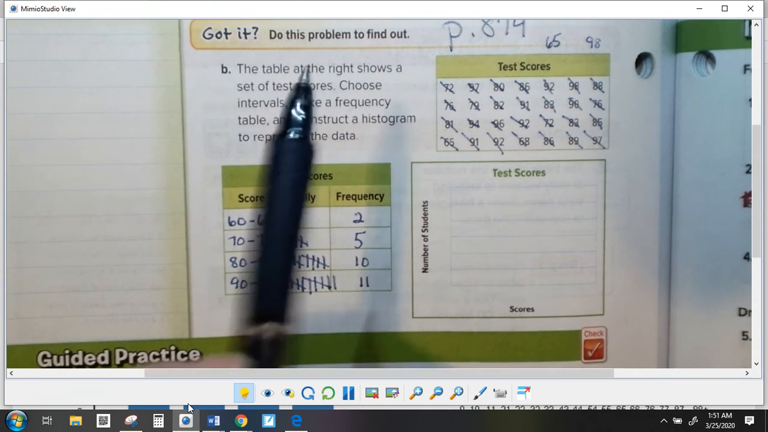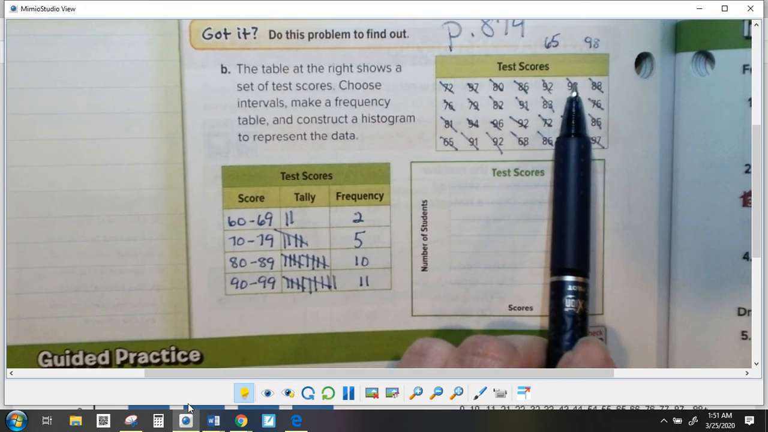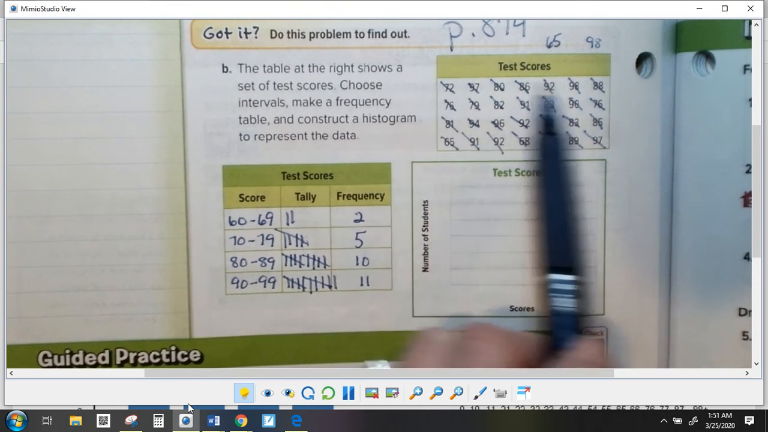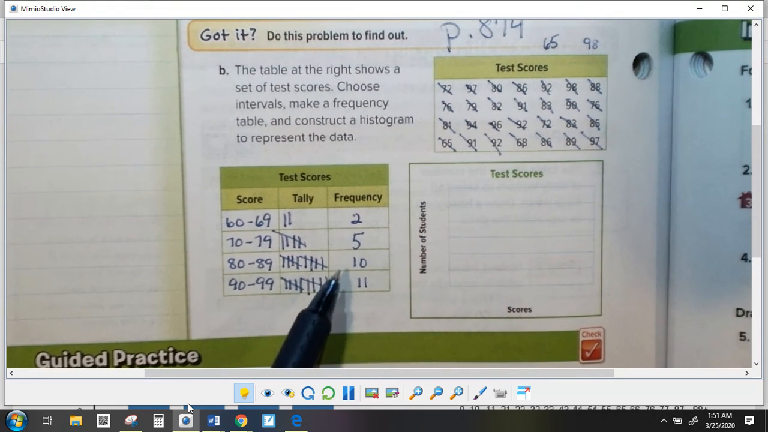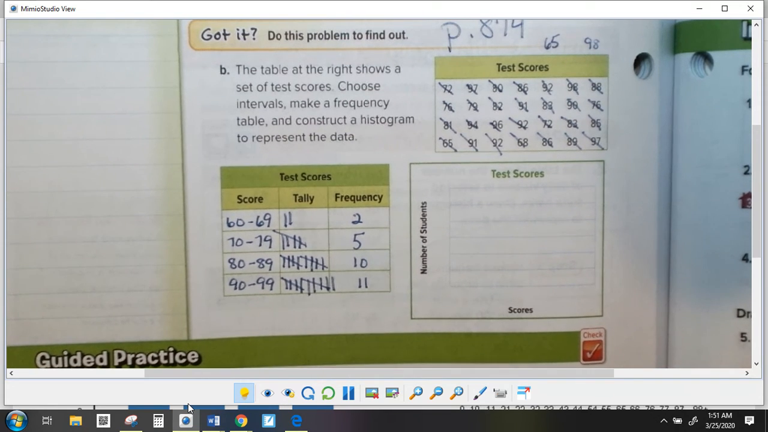Now let's just double check that I have everything. 1, 2, 3, 4, 5, 6, 7. 1, 2, 3, 4. 7 times 4 means there's 28 numbers in this chart. And if I add these up, 10, 21, 26, 28, we got them all. Okay, now we can go and make the actual bars to the histogram.